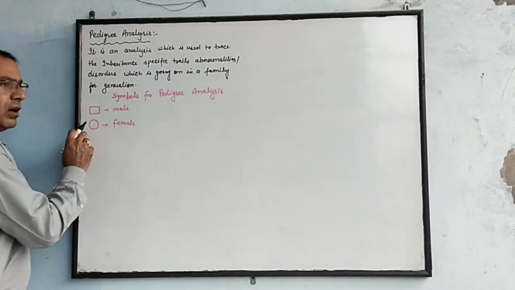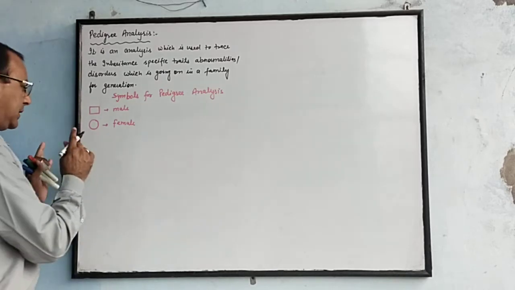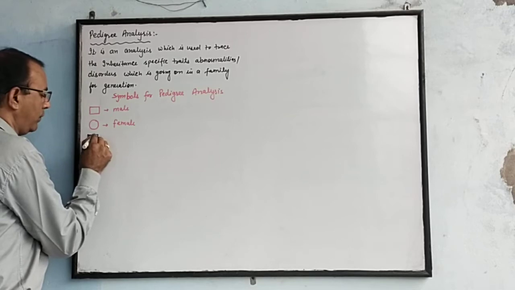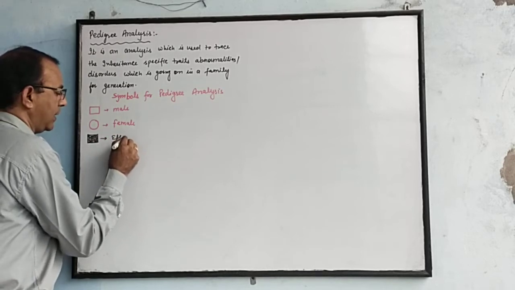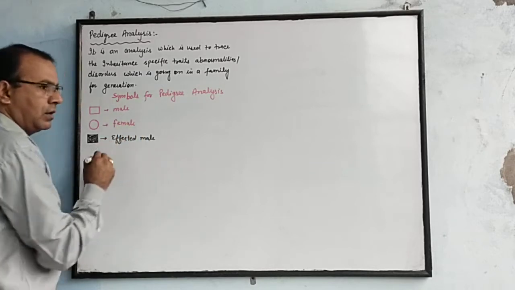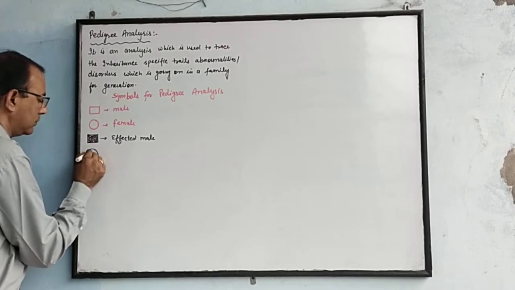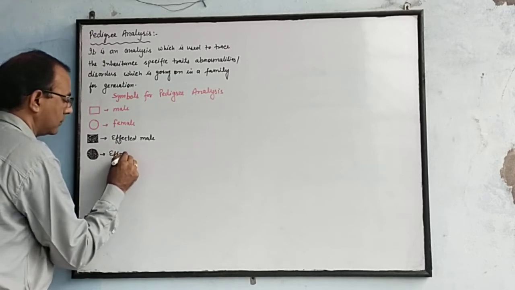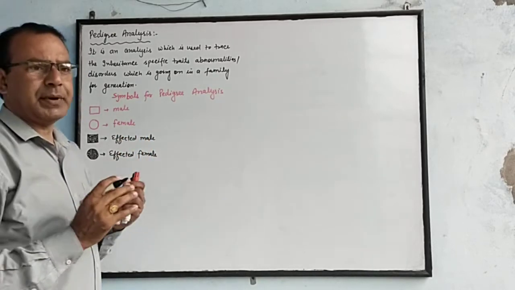If a male or a female is affected, meaning they have some genetic disorder, how can they be represented? If the male is affected, then the square is fully filled up. This shows the affected male. Or if a female is affected, then the circle is fully filled up. Affected female. Clear?